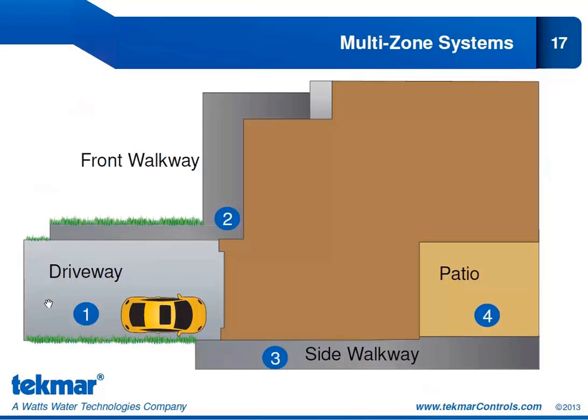We have our driveway, our front walkway, our side walkway, and a patio. In this type of scenario, zones 1 and 2 would likely be my high priority zones. I want to make sure my driveway and my front walkway are clear of snow. The side walkway may be of lesser importance, as with the patio.